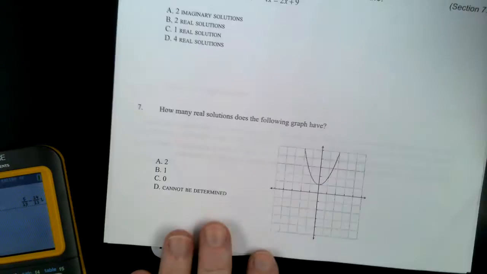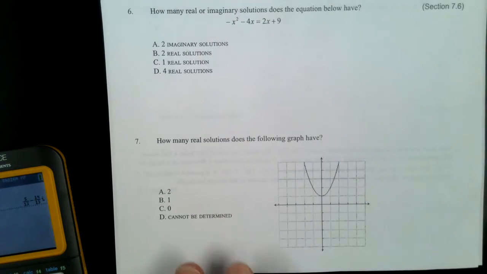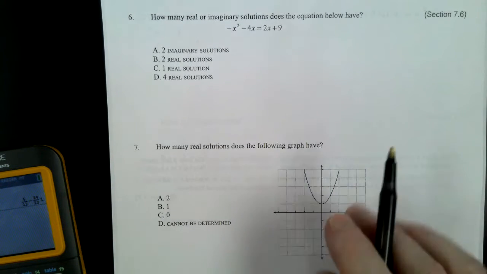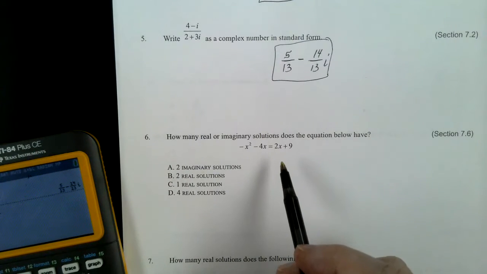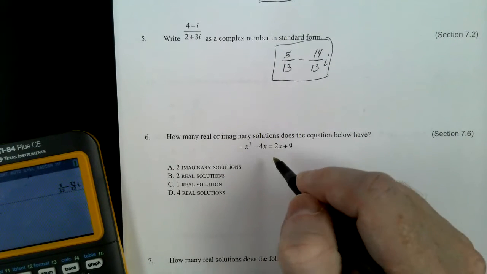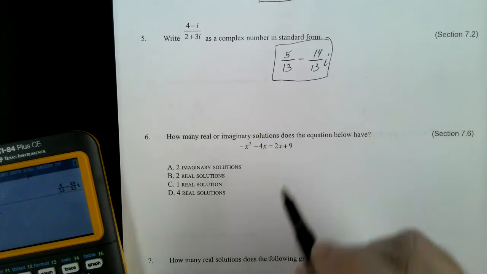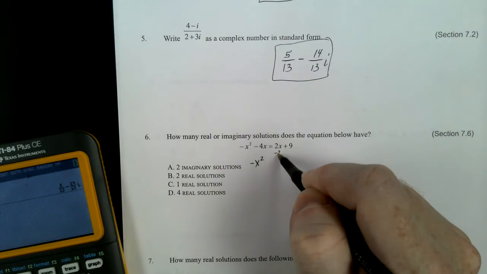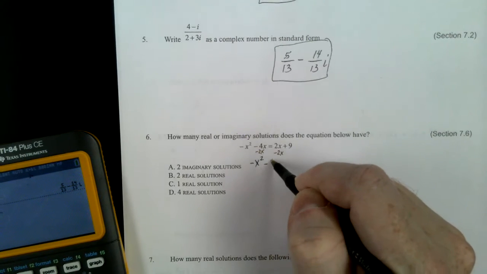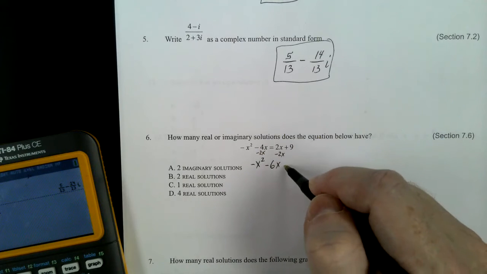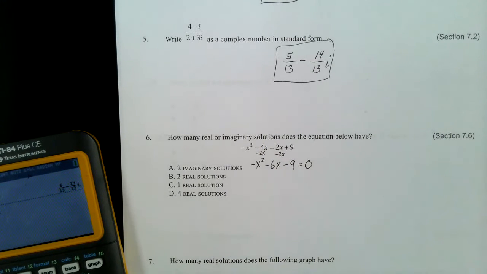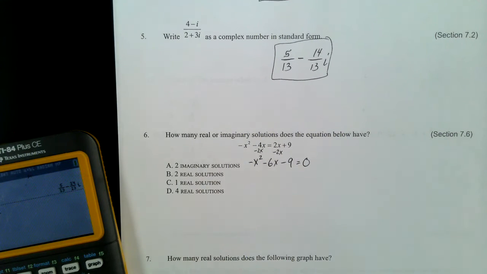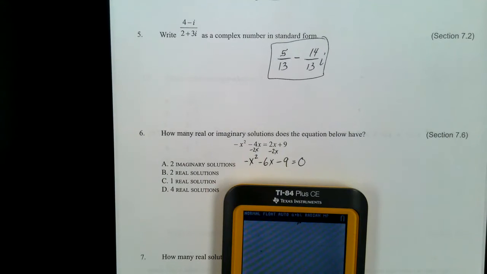Okay, one of the other ones we talked about was number 7. I don't even need the calculator for number 7, so let me start with number 6. You need this equal to 0, and the video may go over it, I'm not sure. When you set this equal to 0, that is of the utmost importance. We have negative x squared. I'm going to subtract this 2x from both sides to give me negative 6x minus 9 equals 0. That way everything's on one side and we have it equal to 0. That way, I don't even need to do the quadratic formula here.